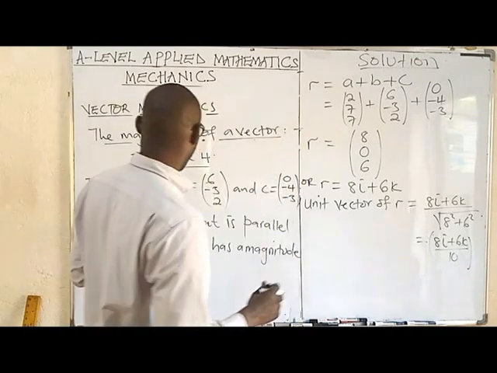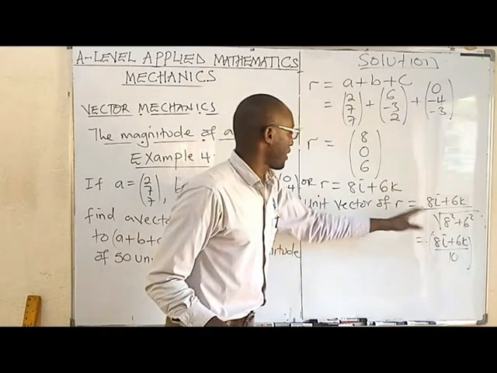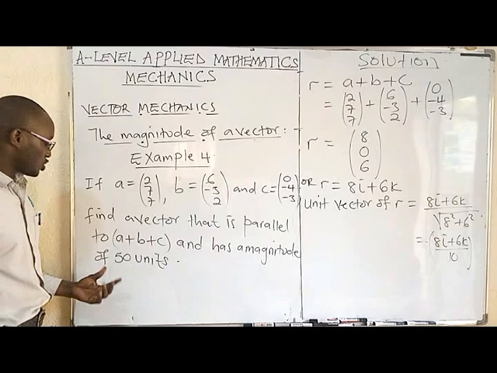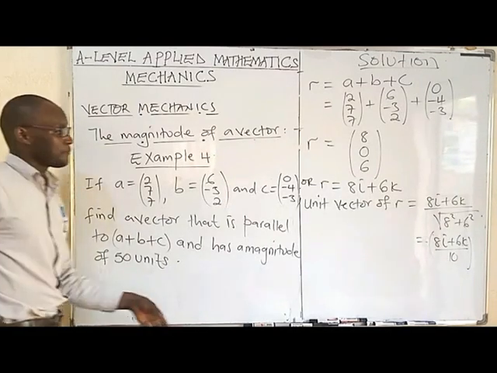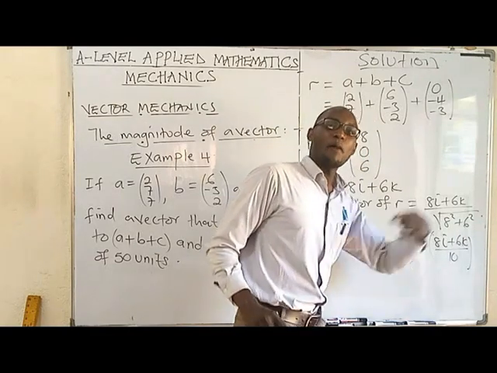So that is a vector which is parallel to 8i plus 6k, and it is the unit vector. They are asking for a parallel vector to the resultant, and we have got a parallel vector to the resultant. However, the one which is required should be of magnitude 50 units. So we multiply our obtained parallel vector by 50.